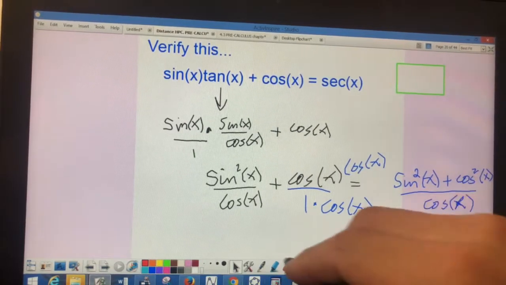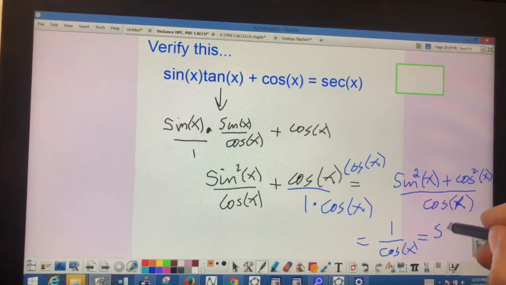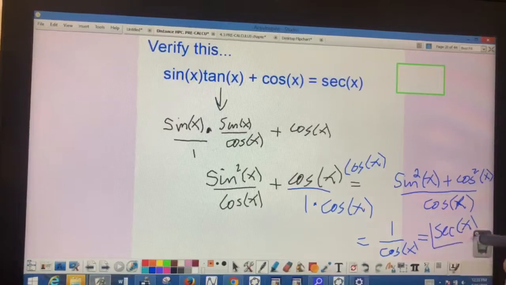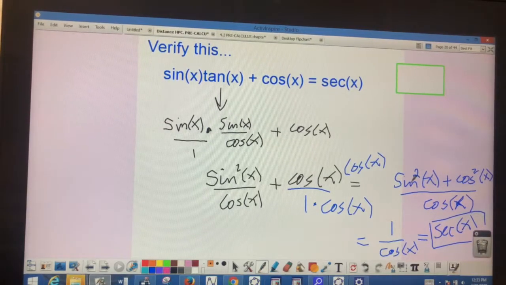All right, so that's the answer. Basically, you know the answer and you're trying to get there. They gave you the answer. For some reason, if you don't get this secant at the end, the trail of work you had done here was not correct.